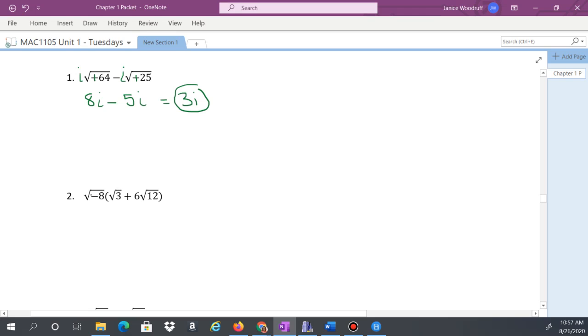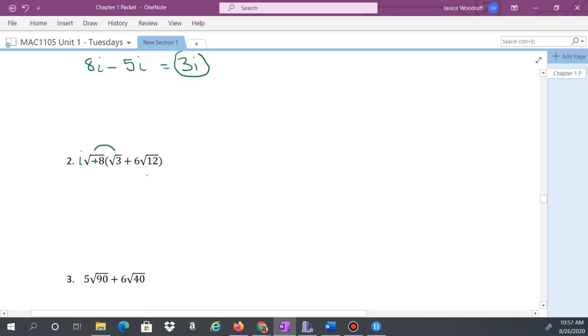Okay, then number 2, we're going to do the i first. So I'm going to take the negative here, make it an i. Then I'm going to multiply. So I'm going to go i radical 8 times radical 3. So multiply under the radical. 8 times 3 is going to give us a 24. I'm going to keep the i that is in front. And then here I've got 6 times i, so that's going to give me a 6i. And then I have 8 times 12. That's going to give me 96.